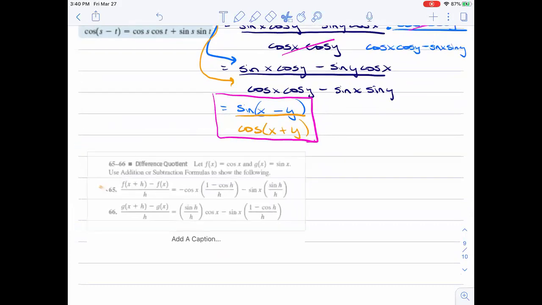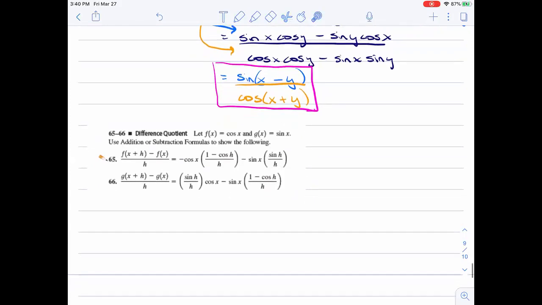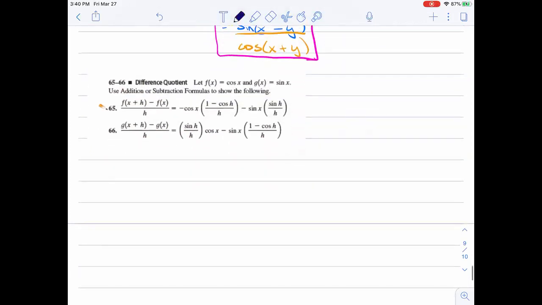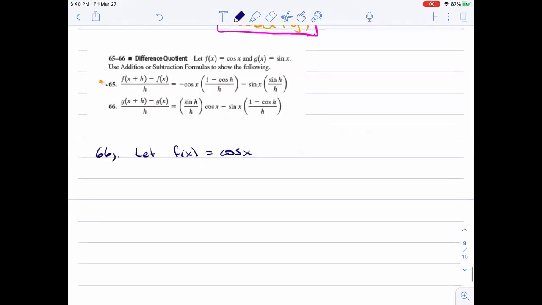And just as a last example, I want to do maybe 66 from here. This one's a little bit different. So we've got the difference quotient. If we let f of x be cos x and g of x be sine x, then we can use the addition or the subtraction formulas to show that this is true. So if we do 66, we let f of x be cos x and g of x be sine x.